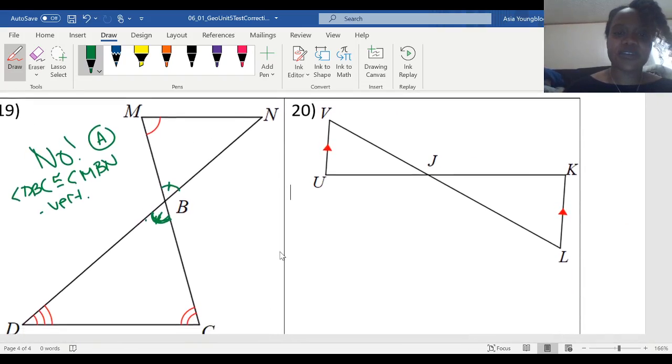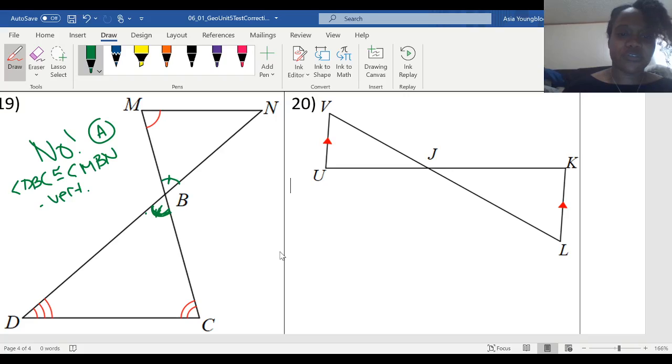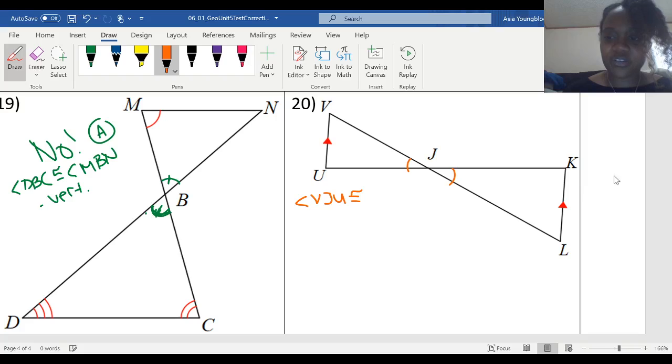The same idea applies here with 20. We need to find 2 pairs of congruent angles. I always start with looking for some vertical angles. So we can see here we have a pair of vertical angles. So we see angle VJU is congruent to angle KJL, and that's because this pair of angles are vertical.